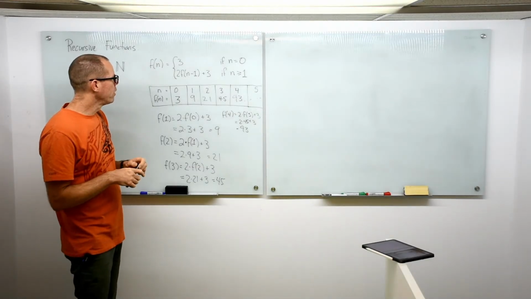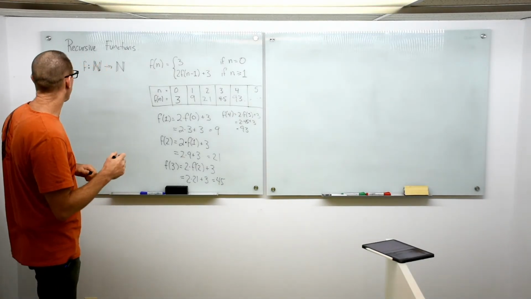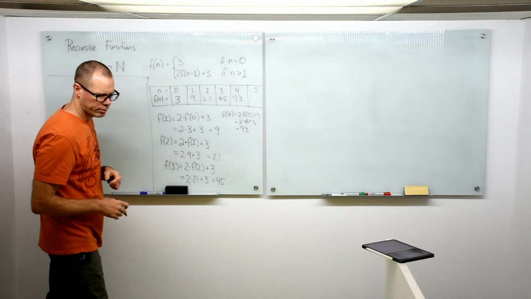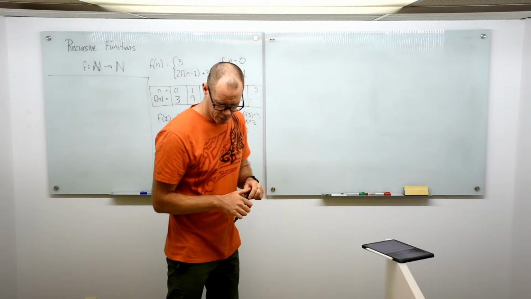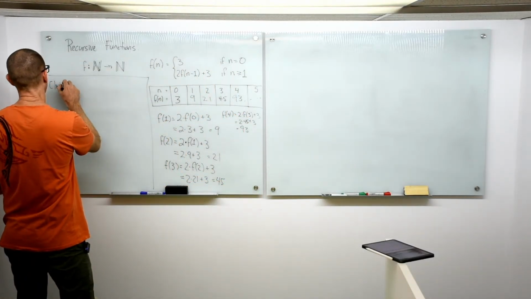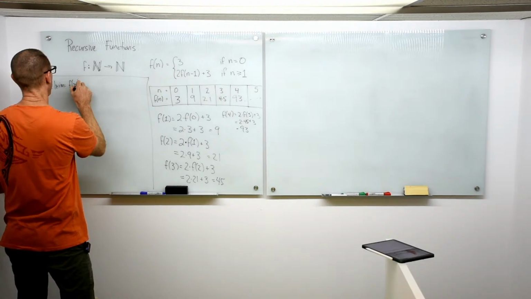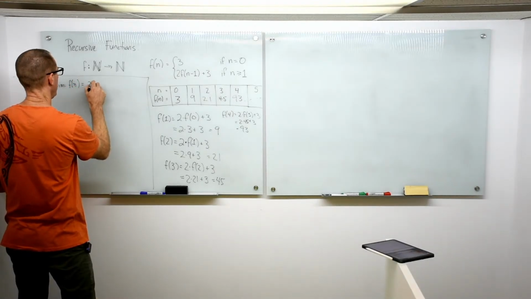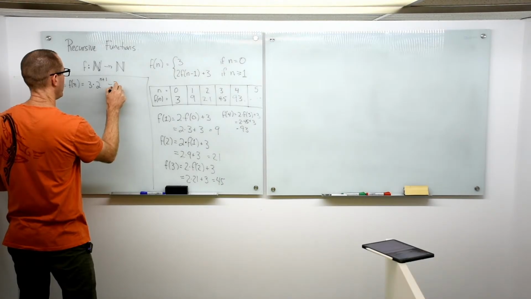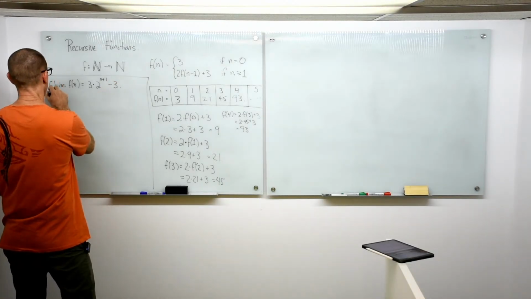So we'd like to really understand this thing. And so let's make a wild guess. And we'll guess that f of n is equal to 3 times 2 to the n plus 1, minus 3. Okay.